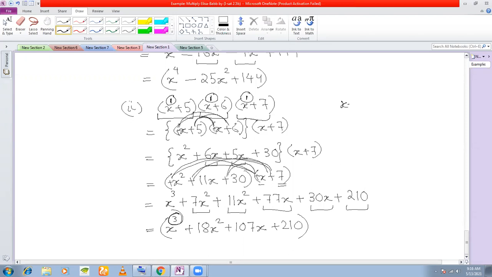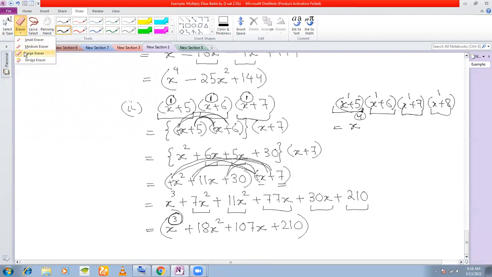Suppose if I have like this, x plus 5, x plus 6, x plus 7, and x plus 8. Then what is the highest power of x that you will get in the product? 1 plus 1 plus 1 plus 1. So you will have x to the power of 4 here. So very interesting that you must note this. So you have four linear factors, that is 4 factors are there, and you're getting the power 4 here. Yes. Anyone asking any question?